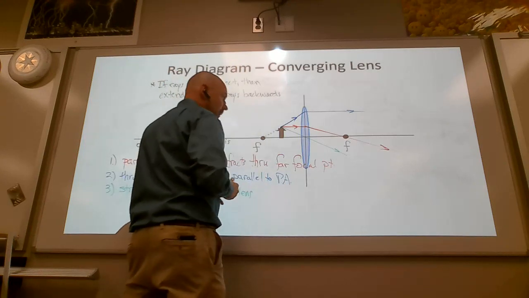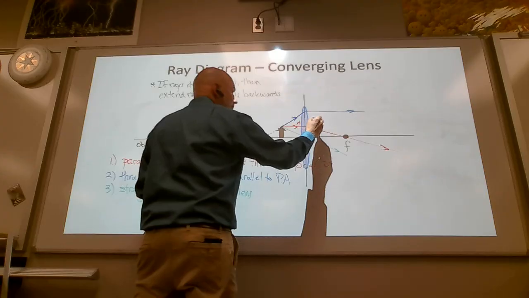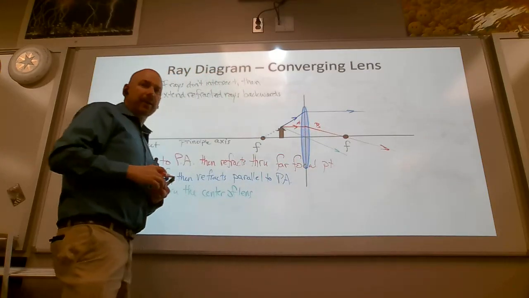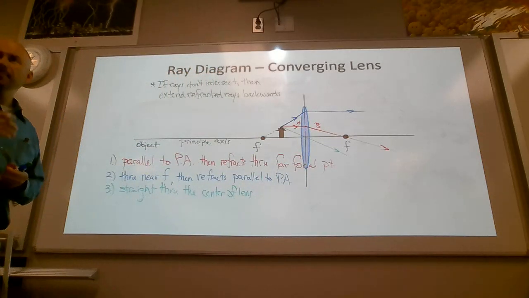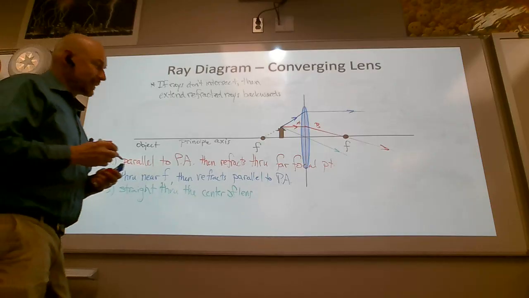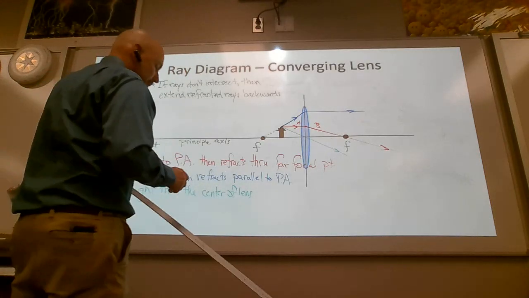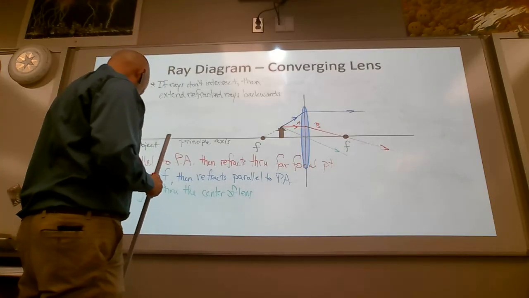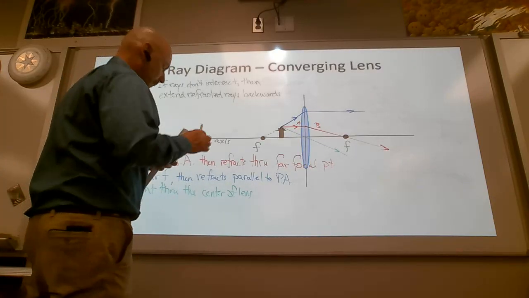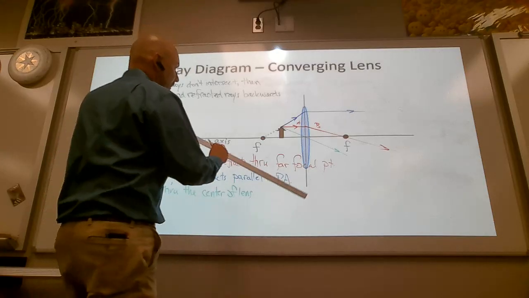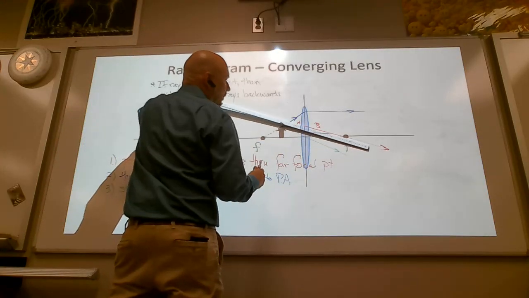So, which one is the refracted ray, A or B? B is the refracted ray. So we're going to extend this. Use a straight edge. And we're going to extend that backwards.